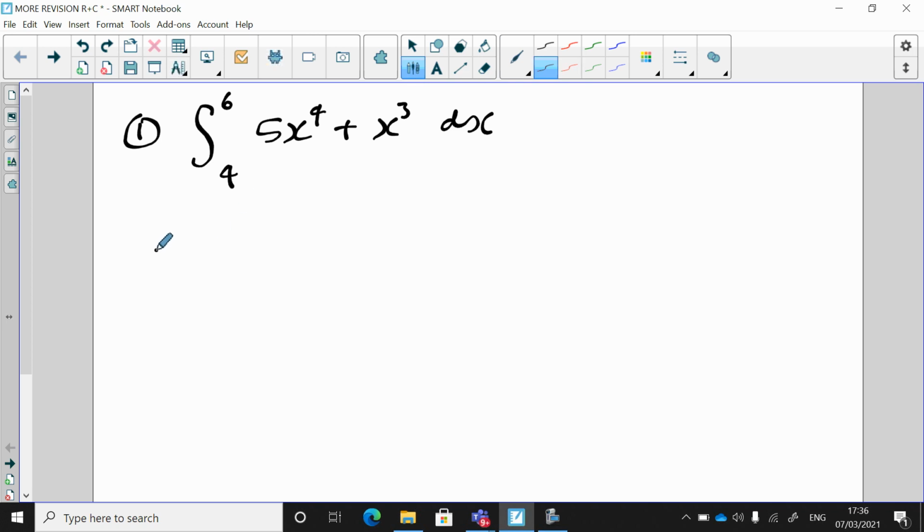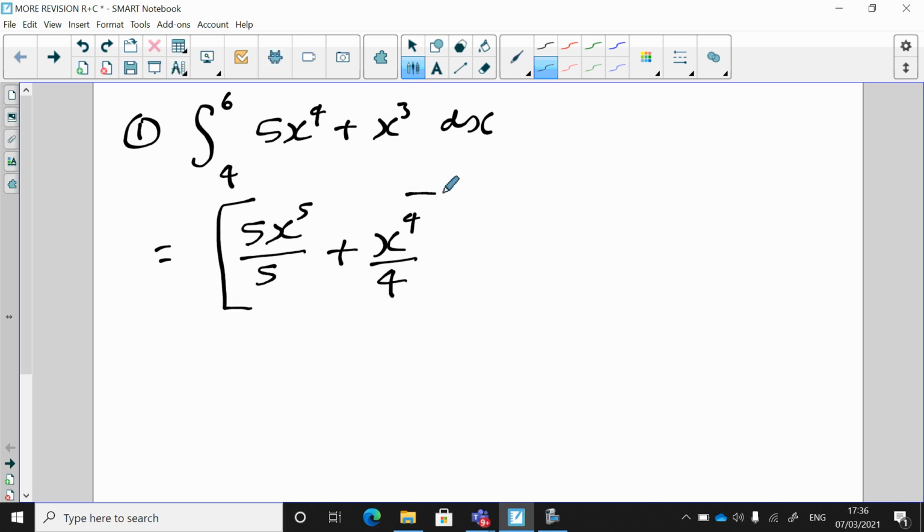So the integration step here is just to add 1 to the power. Okay, so 4 goes up to 5 and divide by the new power. Okay, move on to the next one. Add 1 to the power and divide by the new power. That's it been integrated here, so just move my limits over here.